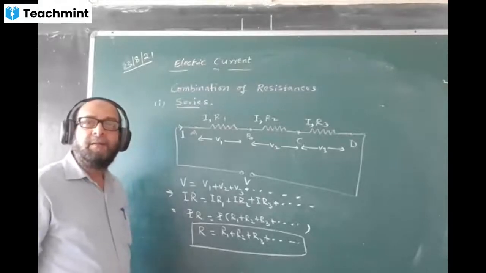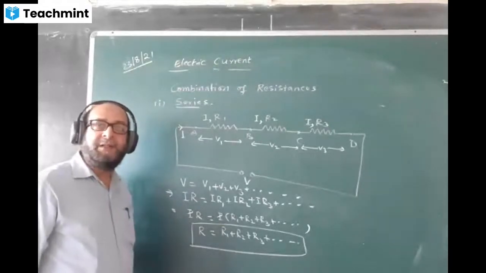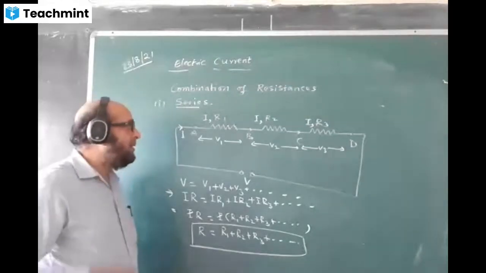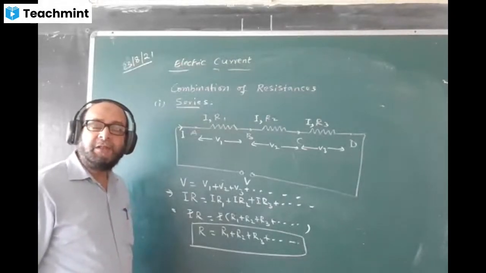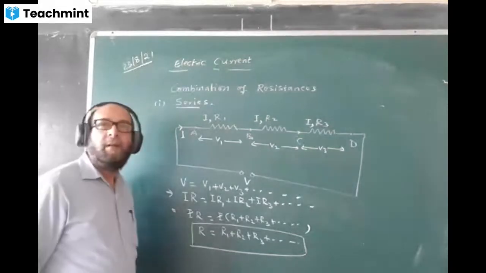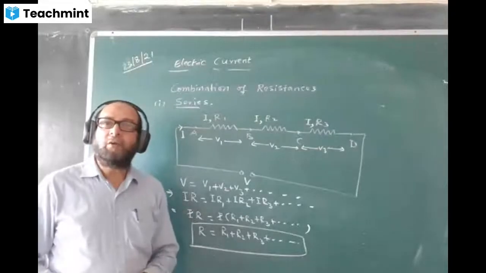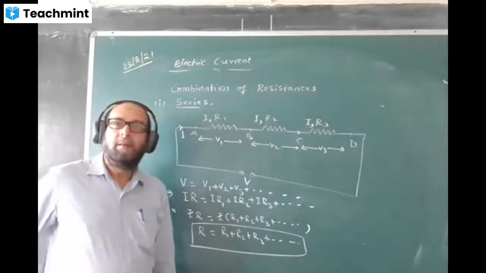Right, in series, the total resistance is greater than the greatest of the resistances. Hello, you are cracking, please repeat. In series, the total resistance is greater than the greatest of the resistances.